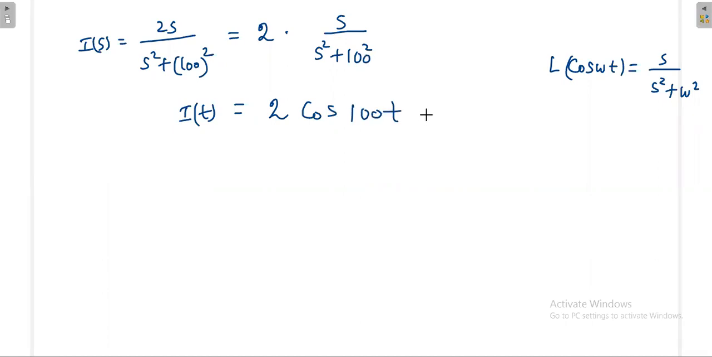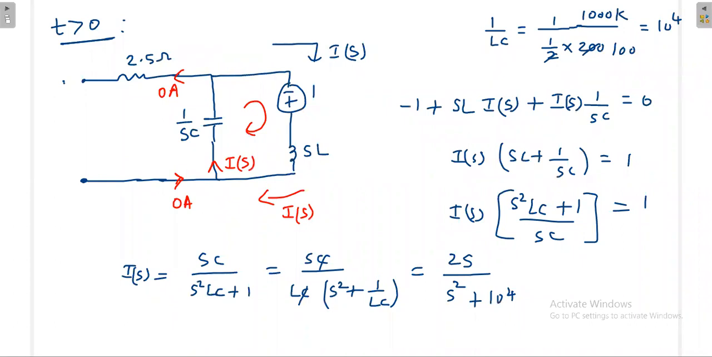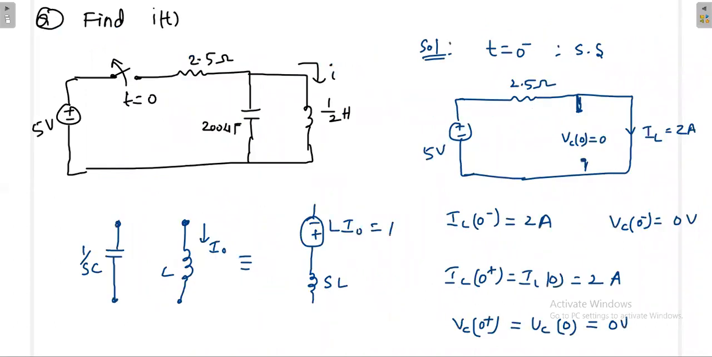Whenever you write the equation, you put u of t also, to indicate that this is valid from t equal to 0 to infinity. 2 cos 100t, this is valid from t equal to 0 to infinity. This is the solution. The same question you can try to do by the time domain method also.